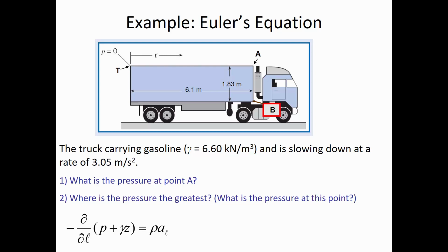Okay, so starting with Euler's equation, let me just transfer this sketch up onto the board. We've got essentially a tank that is 6.1 meters in width and 1.83 meters in height. We know the pressure here is 0. We already calculated the gamma. We're going to find out what is the pressure here at A, and this is what we're calling location B.